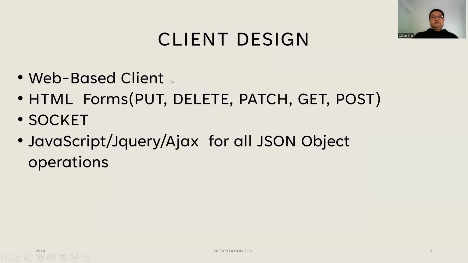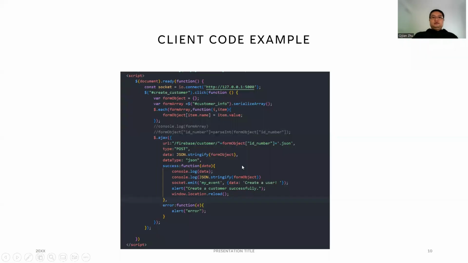Our client is a purely web-based client. We use HTML forms to invoke put, delete, patch, get, and post methods. And we also use socket to implement the communication between the client and the backend server. We use JavaScript and jQuery Ajax for all the JSON object operations. This is the client code example.